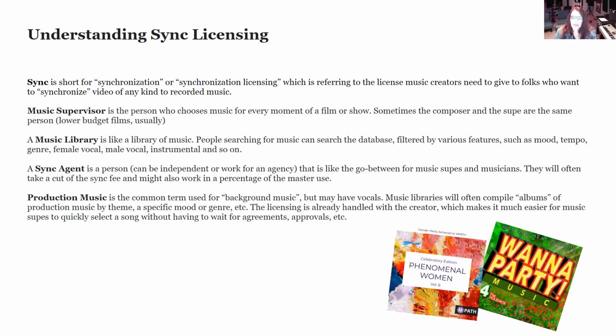So when they license songs directly from a production music company or a music library, they know the licensing, all of the signatures are there. All of the metadata is correct. They don't have to worry. They just say, yep, I want to license that. Here's what we're going to pay.